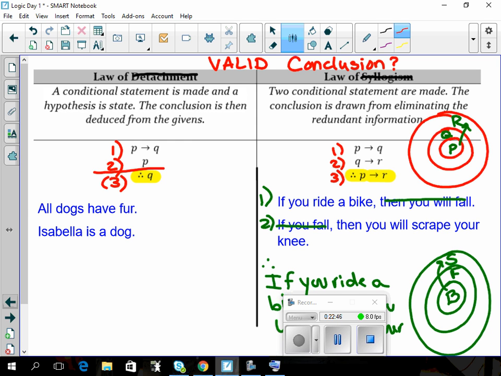So let me show you what that looks like in practice. So let's look at this. All dogs have fur. Is that an if-then? Is that a conditional statement? Can I make it an if-then if I wanted to? Yeah. So let's try it. If it's a dog, it has fur. If it's a dog, then it has fur. Notice what statement 2 is about.